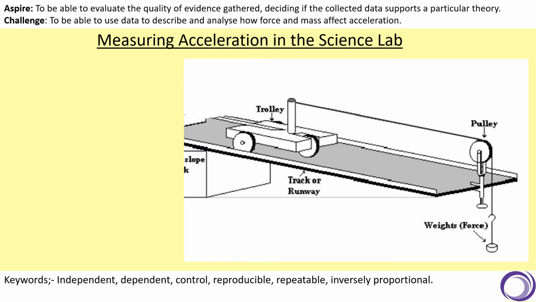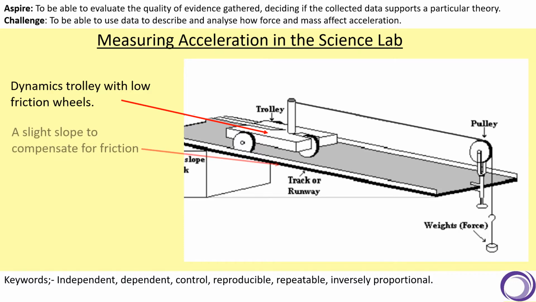Let's have a look now at some possible ways that we can measure acceleration in the science lab. There's two main ways that we can set the practical up, but there's various ways that we can measure the acceleration itself. So on this one we've got what's called a dynamics trolley. It's like a little three-wheel trolley, and they're normally made out of wood, but they do have low friction wheels, so they have bearings in the wheels like the wheels of a skateboard that will reduce the amount of friction. So we're trying to reduce the friction there, but we'll still have some friction in that setup.